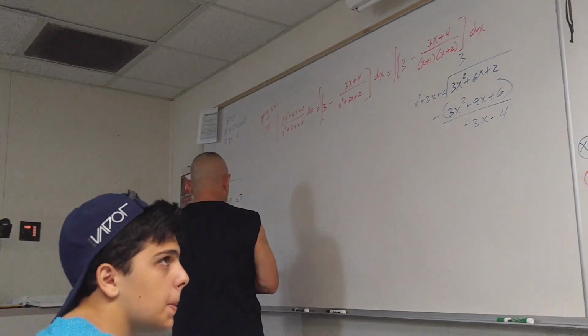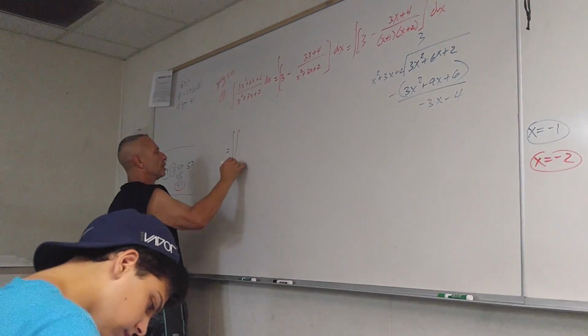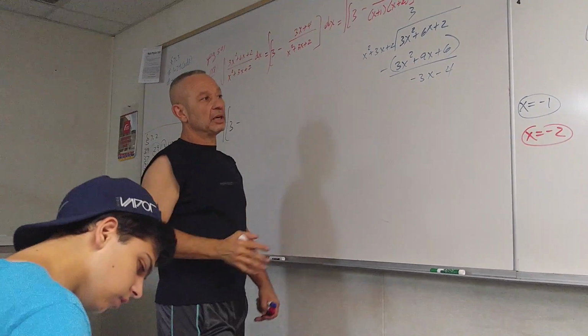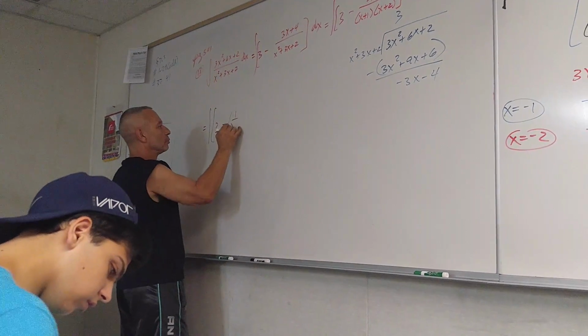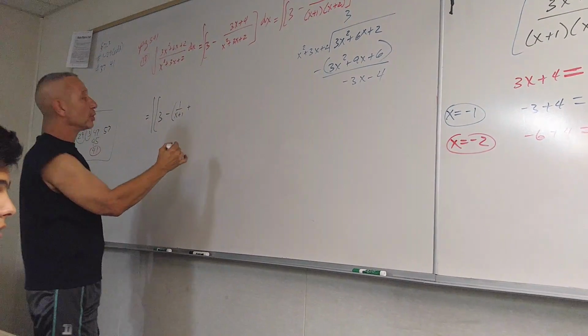So I have now rewritten this as the integral of 3 minus, well, 1 over (x plus 1) plus 2 over (x plus 2).